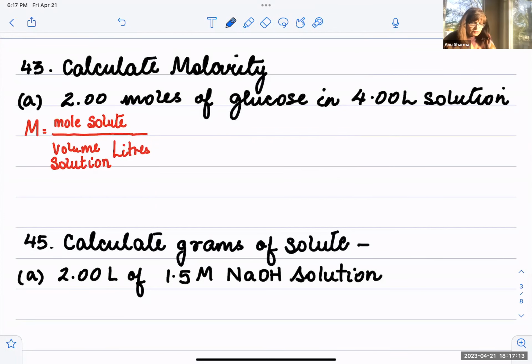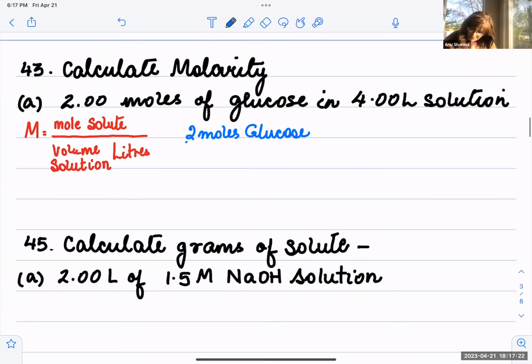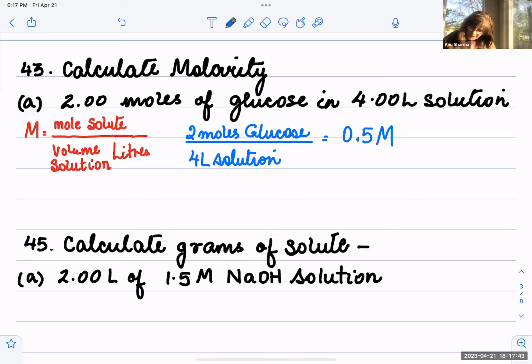You're given glucose, which is of course a sugar. So 2 moles of glucose, and glucose is acting as a solute, over 4 liters of the sugar solution. So 2 divided by 4, and that is equal to 0.5. And always write the unit M. M stands for molarity. Okay.